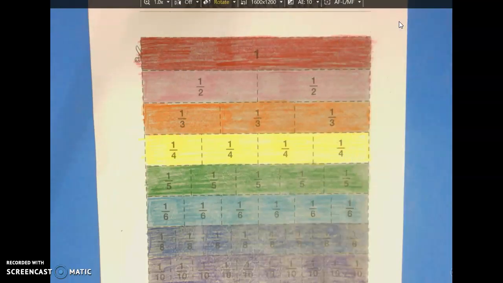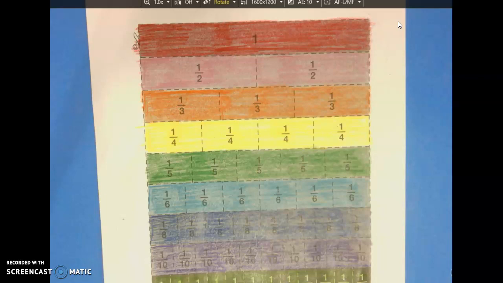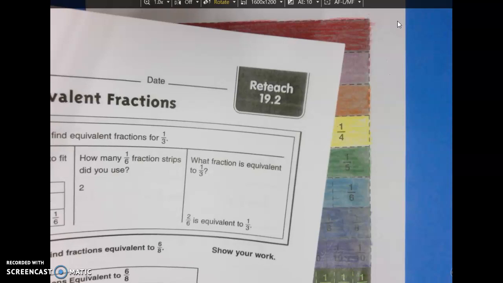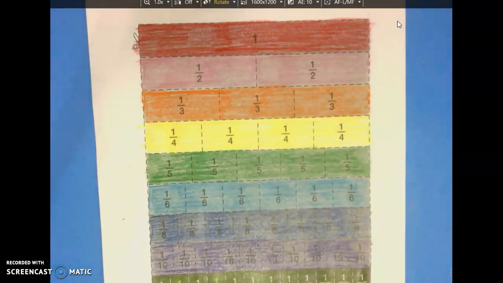So fourth grade mathematicians, now that our fraction strip paper is all colored up, and hopefully you have Reteach and Practice 19.2 close by, we are ready to begin using our fraction strip model paper today to find equivalent fractions. Fourth graders, fractions can have many names that represent the same sort of size picture. Today, you are going to use your paper model to find equivalent fractions. And our first challenge is to find fractions that are equal to 1/2.